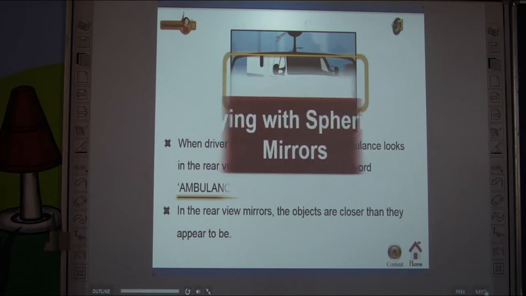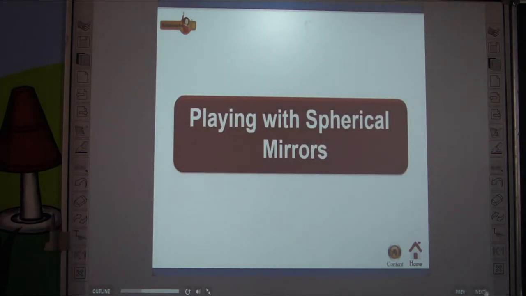And the next one, playing with spherical mirrors. Next we will discuss spherical mirrors. Spherical mirrors are actually mirrors. They are spherical in shape. So due to this reason only they are known as spherical mirrors. These spherical mirrors are categorized into two types. One is concave mirror and the other one is convex mirror.